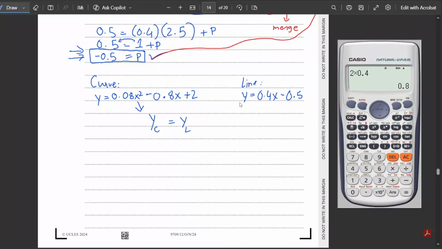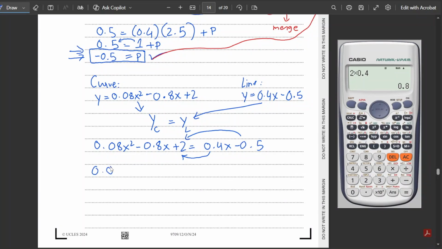yc, I can substitute this. Instead of yl, I can substitute this. So I get 0.08x squared minus 0.8x plus 2 equals 0.4x minus 0.5. Now I can arrange all of the terms on one side of the equation, so taking this to the other side, as well as taking this to the other side.